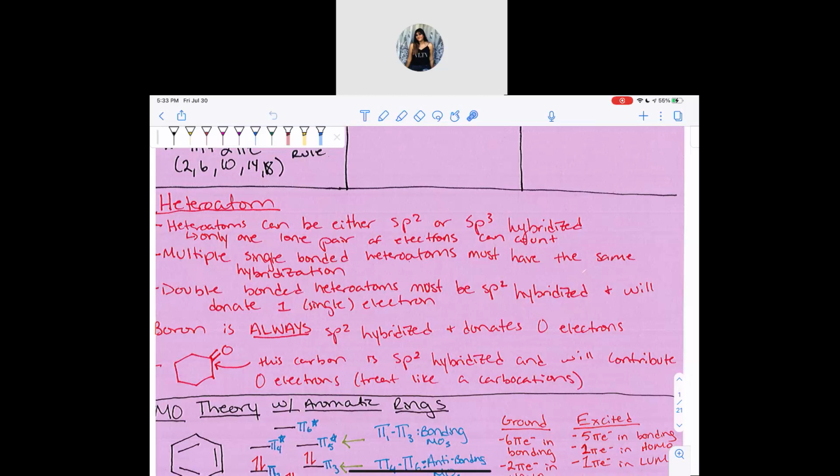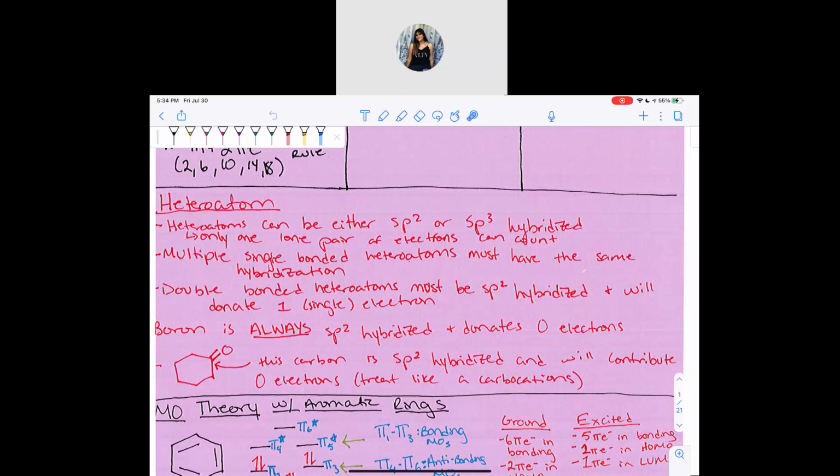Now, if it's double bonded outside the ring, we're going to pretend it's a carbocation. We can pretend this whole thing doesn't exist because it's sp2 hybridized, and it donates 0 electrons.